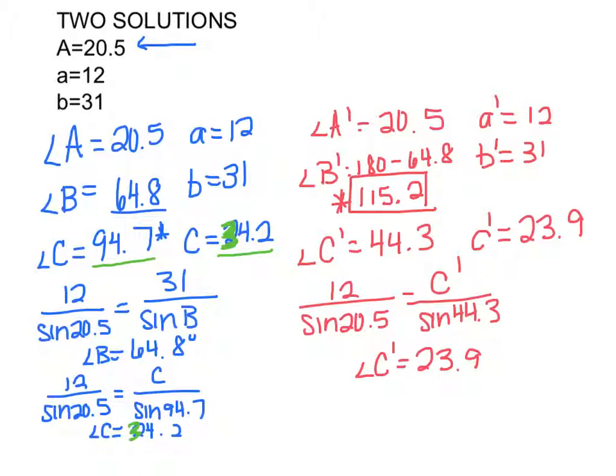The smallest angle and the smallest side, so we're good there. On the red triangle, this is the largest angle, B, and that is the largest side. This is the smallest angle, and this is the smallest side. So now it looks like my two triangles are good.